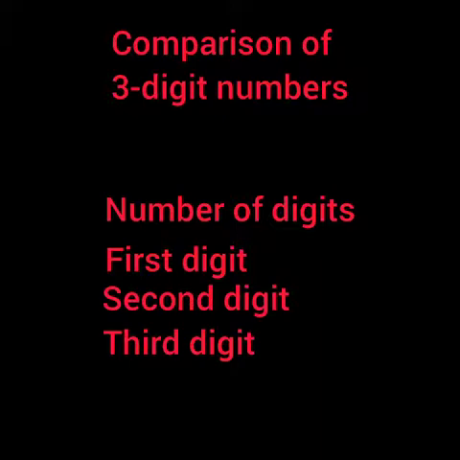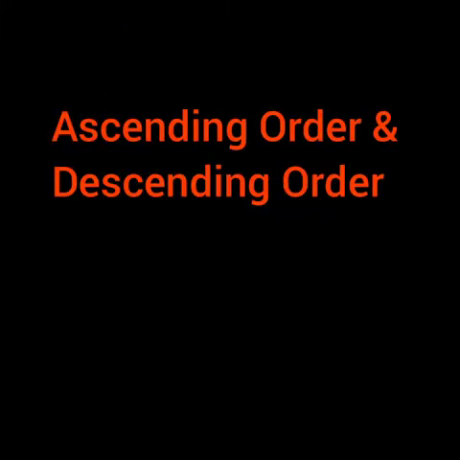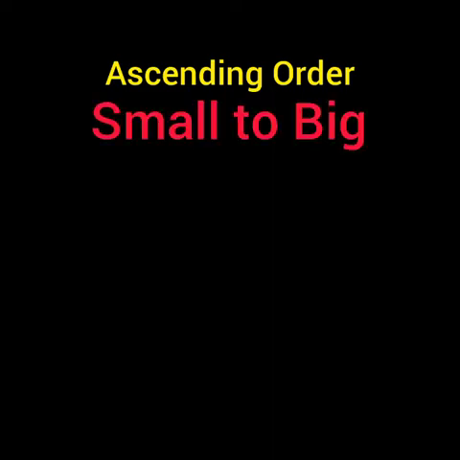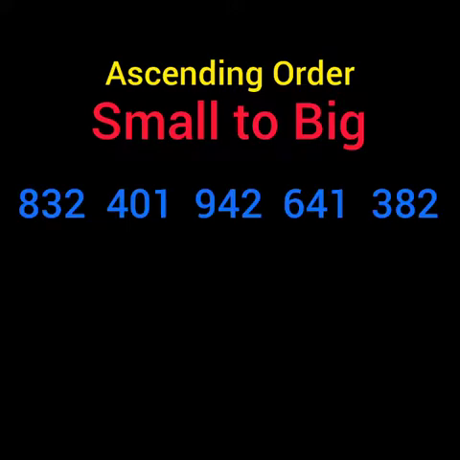Now let us study how to arrange the numbers in ascending and descending order. We have already studied ascending order and descending order in the previous chapter. Let us try some examples for ascending order. You can see some numbers. We have to arrange these numbers in ascending order. For arranging these numbers also, we have to follow the method which we have discussed.